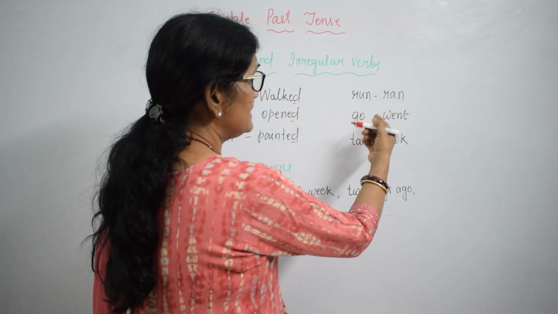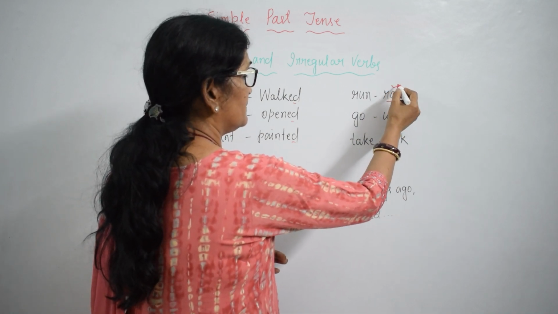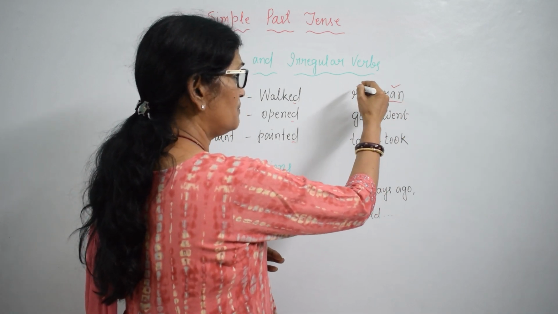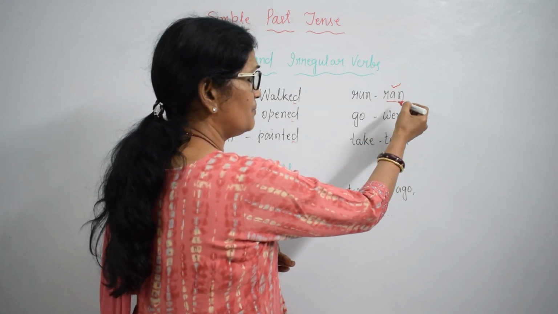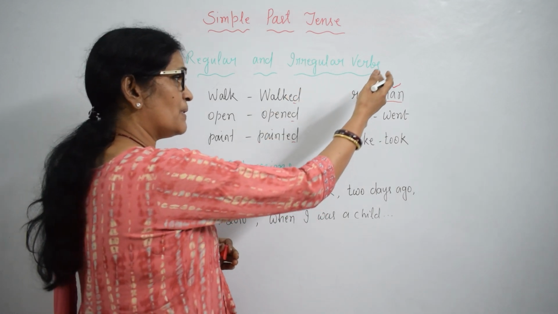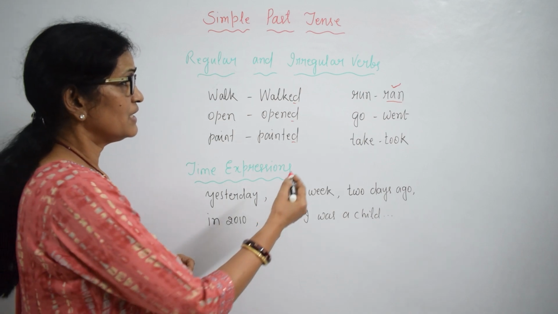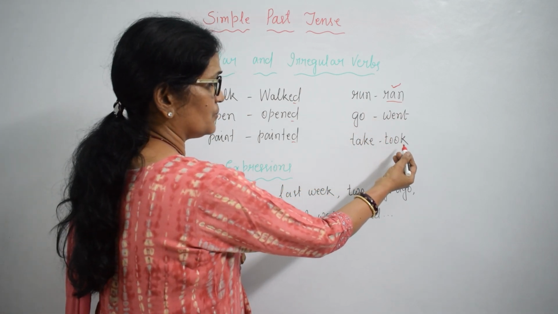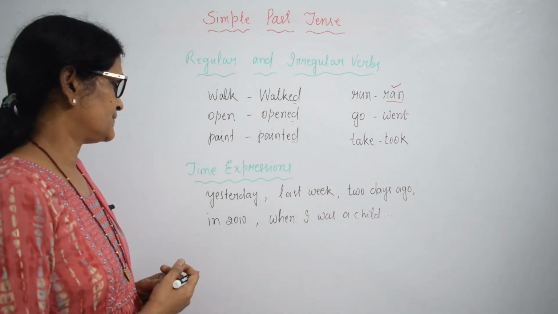Run, ran. These are irregular verbs because in the past form, the present form of the verb is completely changed. These verbs are called irregular verbs. Also, the past irregular verbs we use in simple past. Okay, go, went; take, took. Completely changed. These verbs we use in simple past.